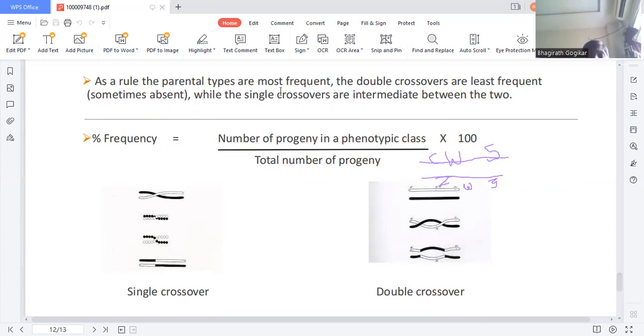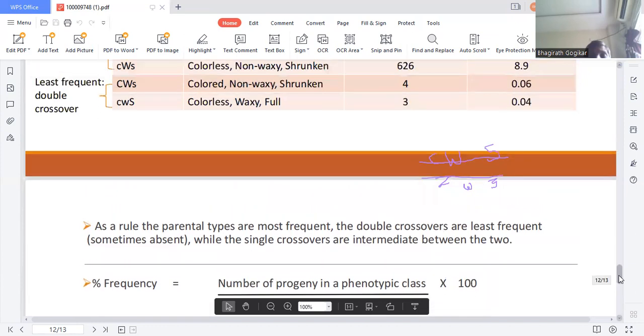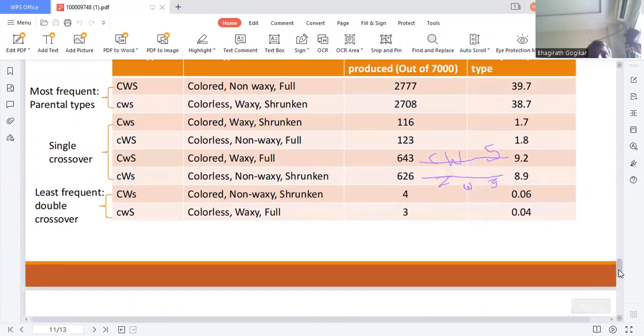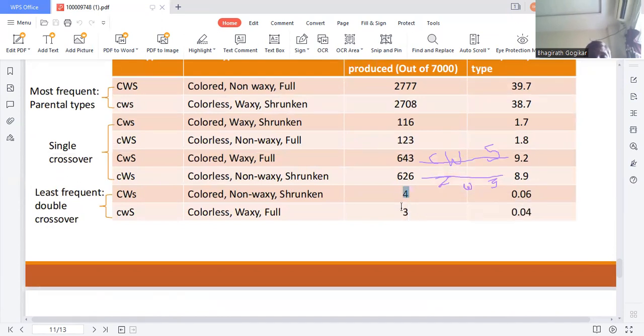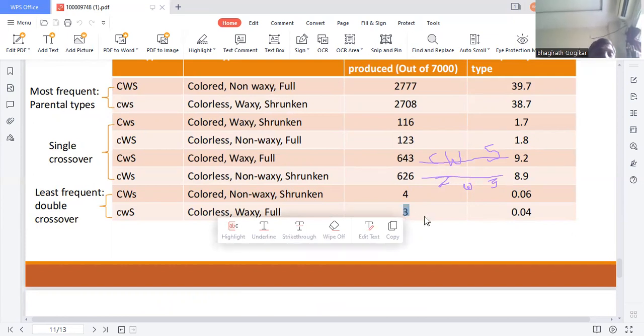So just observe where the double crossover is. That is very important. Double crossovers are identified in the given data. The least number of progeny is 4 and 3, total 7. These values indicate double crossover.